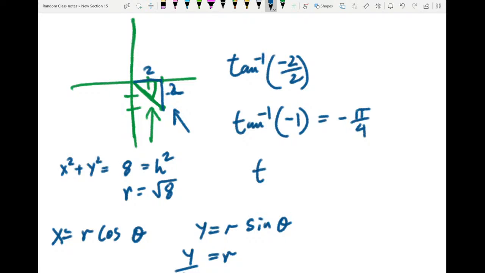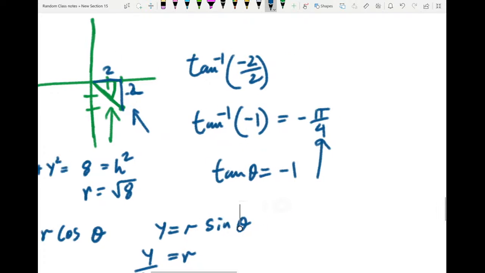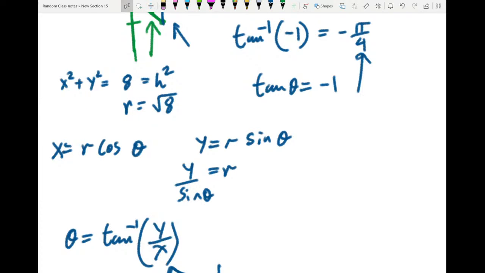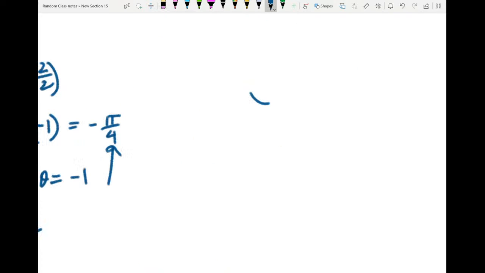You could look at it as, what is this? Tangent of theta equals -1. Figure out the reference angle, the whole argument, and everything, and you will end up with -pi/4. Now, your final answer is going to be √8, -pi/4.